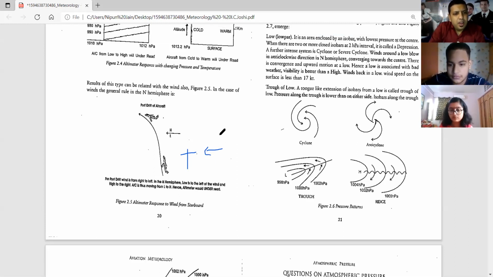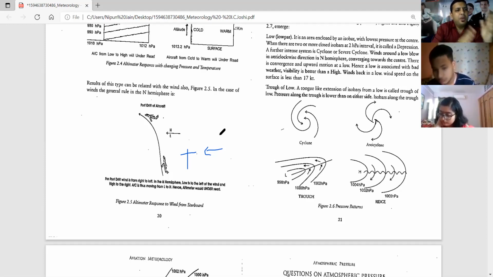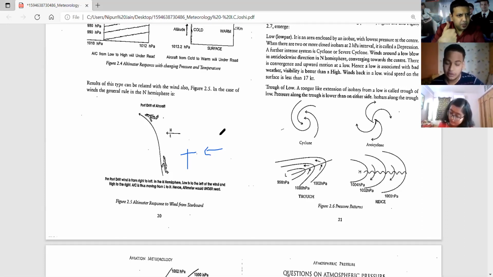For port drift, wind is from right to left in the northern hemisphere. Low is to the left of the wind and high is to the right. Because the high pressure is on the right and low pressure is on the left, wind is blowing from right to left. So there will be a port drift. Make sense? High pressure se low pressure wind chalti hai na? Wind always blows from high pressure to low pressure.